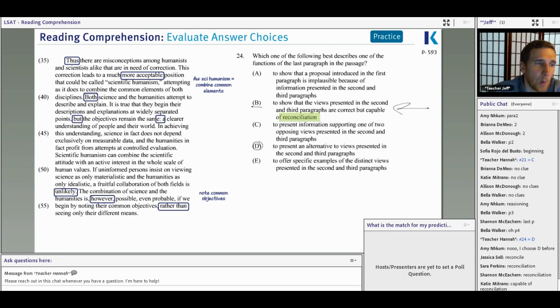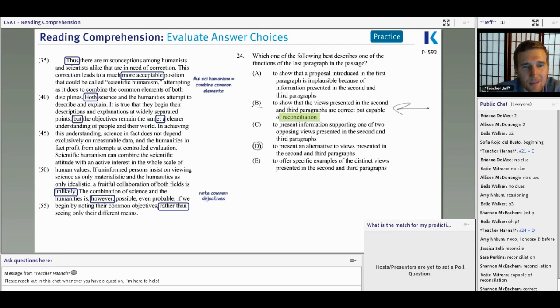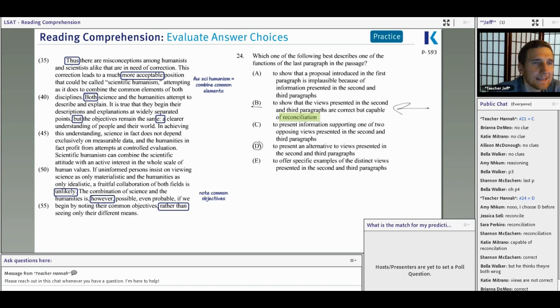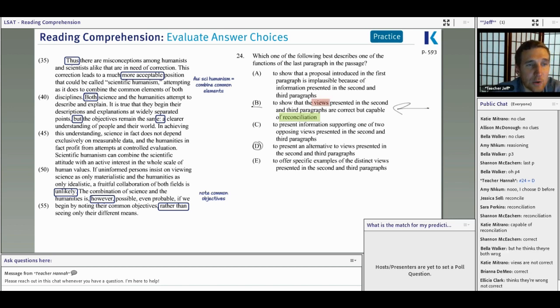Even though it's got that one great word, what is B doing that's incorrect? Yeah, it says that the views in the second and third are correct. Oh, remember we said at the very beginning says that they are incorrect. They're in need of correction. So answer choice B is out. Notice answer choice D is correct because it's using a general synonym placeholder. Instead of saying a solution or reconciliation, it says to present an alternative to the views in the second and third, and that's true. The author feels differently than second and third do.